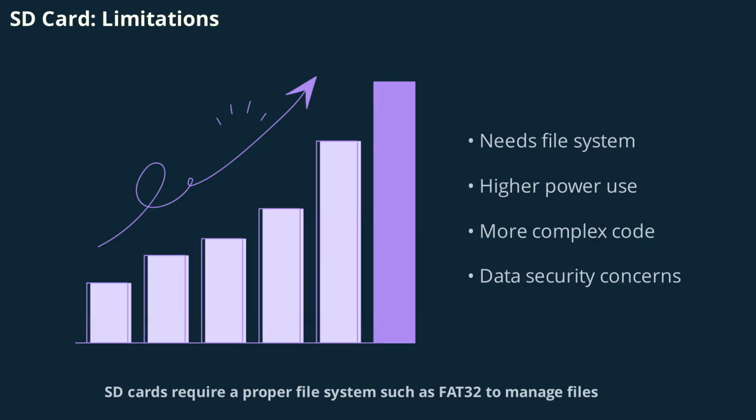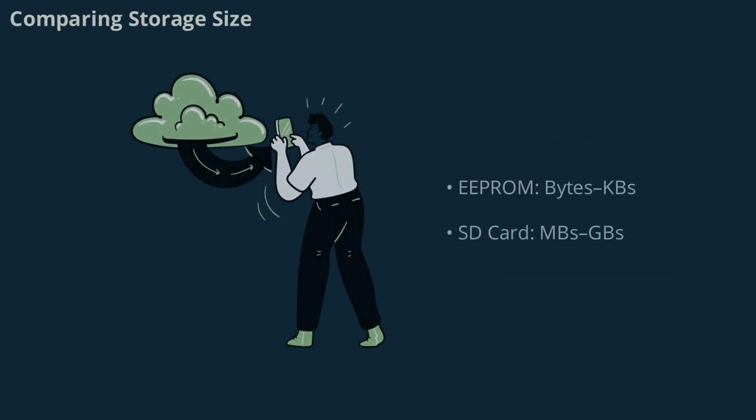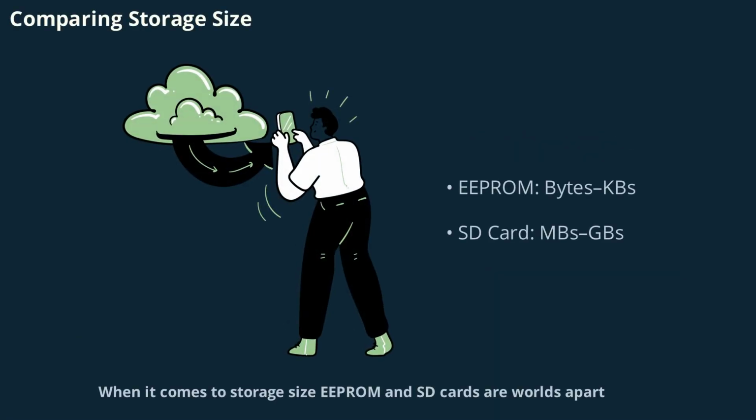SD cards require a proper file system such as FAT32 to manage files. This adds complexity to your project as you'll need to handle initialization and error management in your code. SD cards also consume more power compared to EEPROM, which can be a drawback for battery-powered devices. Additionally, their removable nature means data security and integrity need extra attention. When it comes to storage size, EEPROM and SD cards are worlds apart.